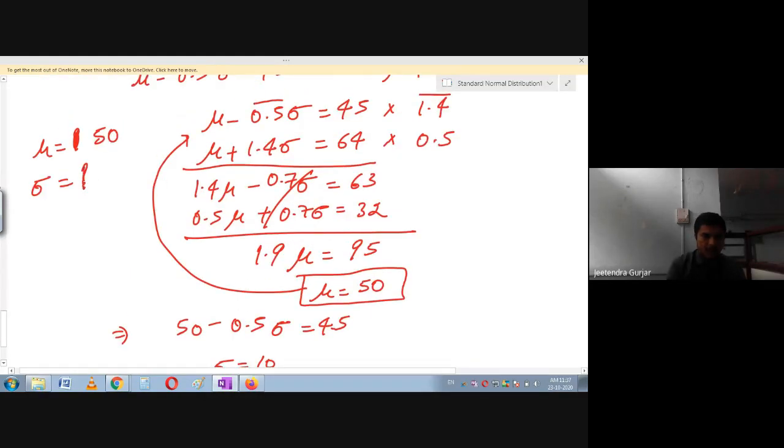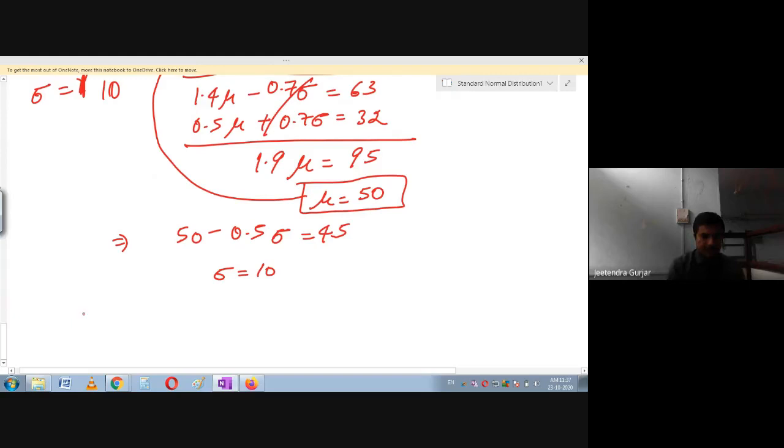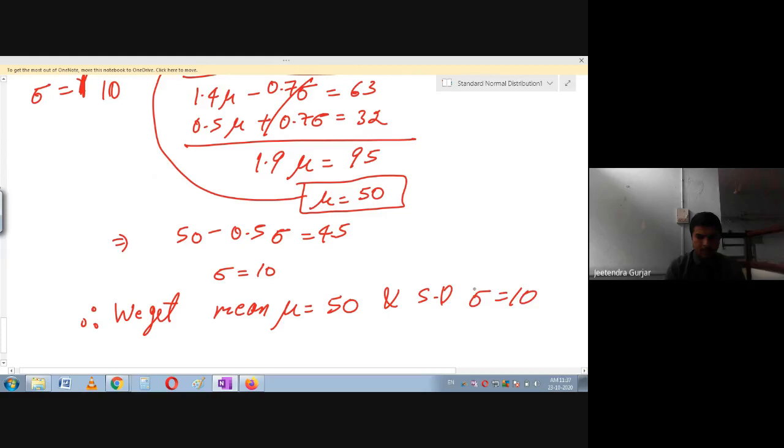Therefore, I have calculated mu and sigma. Therefore, we get the answer. We get mean mu is equal to 50 and sigma, that is standard deviation, sigma is equal to 10, students. So like this you should calculate mean and standard deviation, students. Is it clear? So we'll go with the next example.